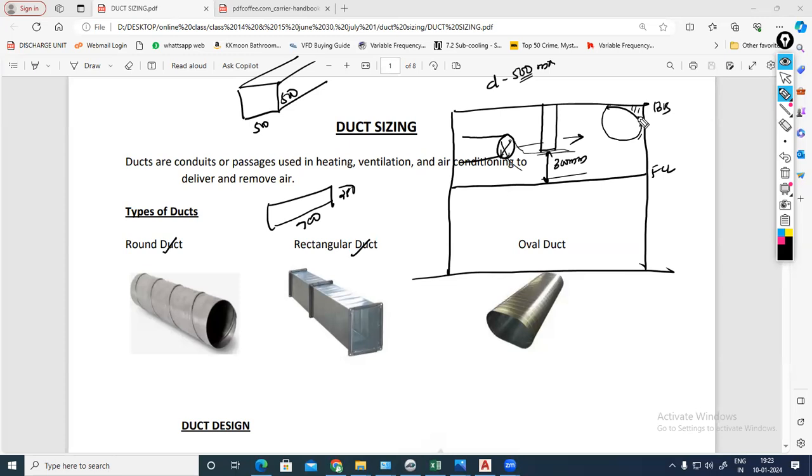It's not 100%, but when you are placing a rectangular duct, corners and all, it will be effectively utilizing the space savings. Flexible duct is rectangle. That's why normally everywhere we are using a rectangular shape. Doesn't mean that round and oval we are not using.